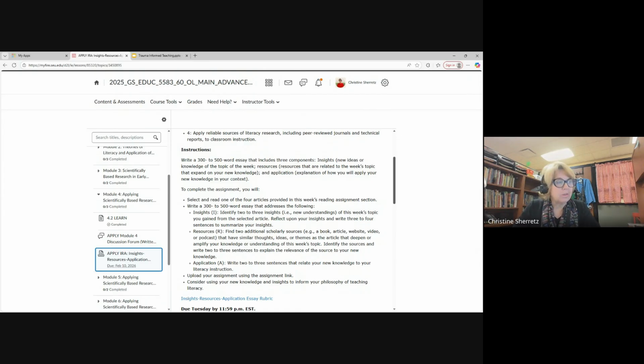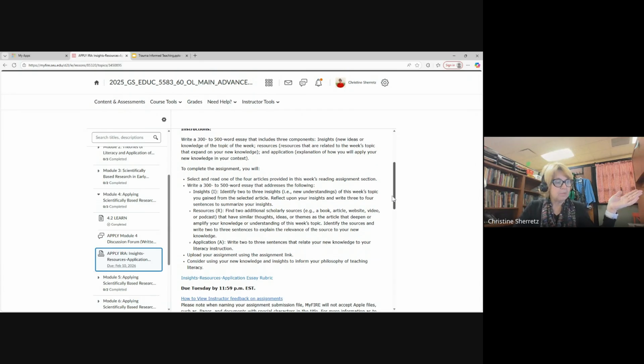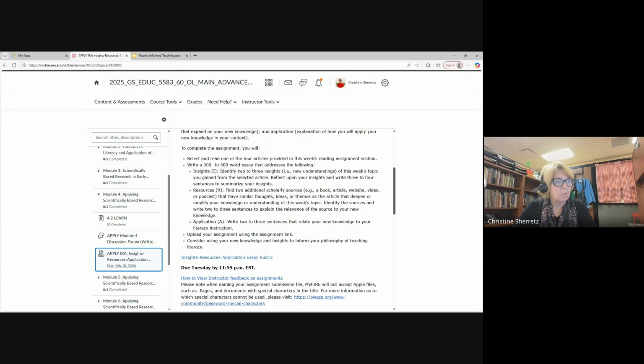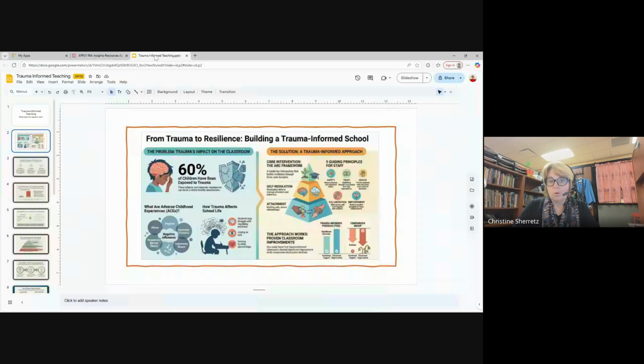The R stands for resources. You need to find 2 additional scholarly sources that have similar thoughts, ideas, or themes that will deepen your understanding of the topic, and you need to include those in your paper. You could use similar ones to those you put in the discussion post. And then the A is the application. Write 2 or 3 sentences that relate your knowledge to your literacy instruction. So you're going to apply it. It does need to be in APA. You need to have a title page, references, and text citations. That's what we're doing today.